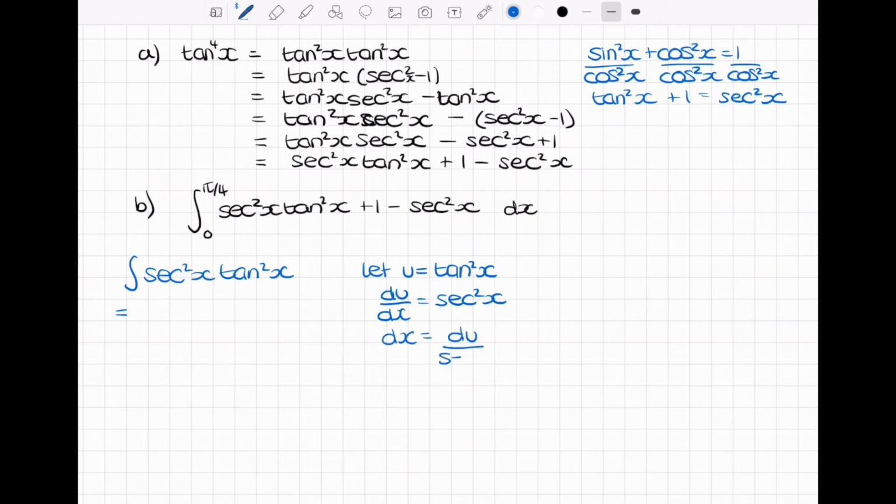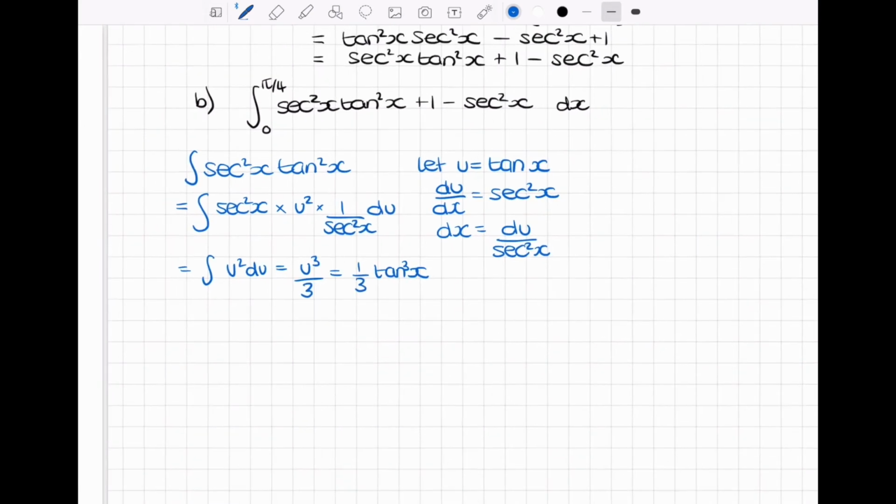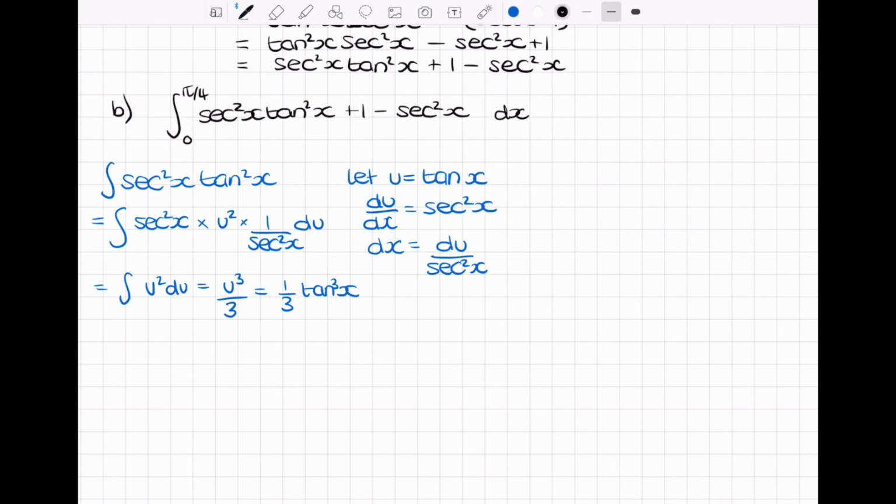This is a nice one because if I differentiate tan, I get sec squared, so we can almost use reverse chain rule here. So if I let u equal tan, then du by dx equals sec squared. If I rearrange that for dx, I get du over sec squared. And if I sub all of that in, my sec squareds will cancel out, and I just get the integral of u squared. If I sub back in what I had for u, then we finally get 1/3 tan cubed.